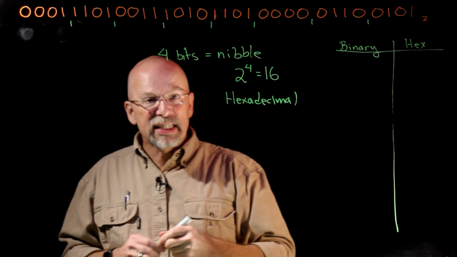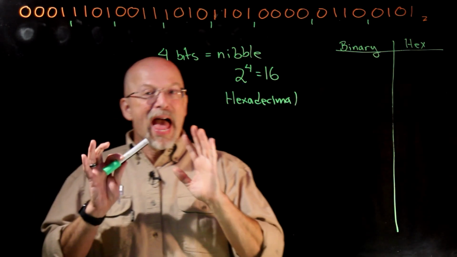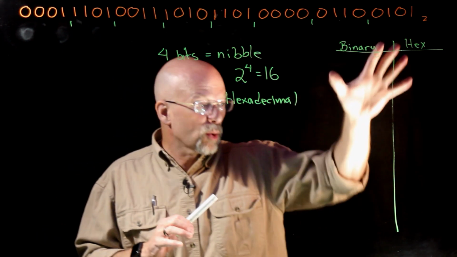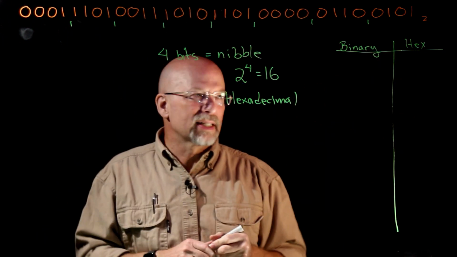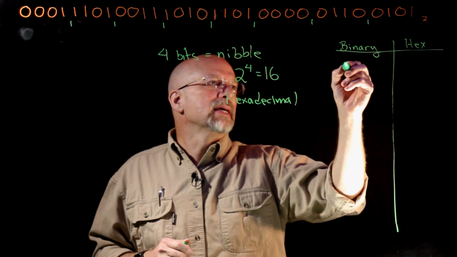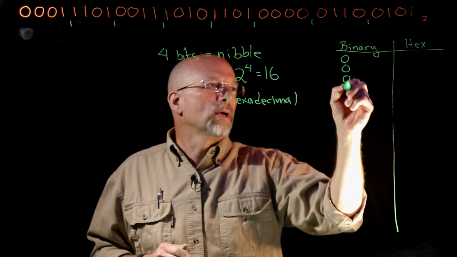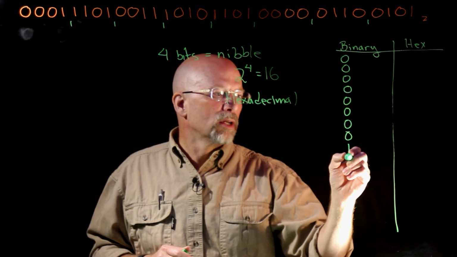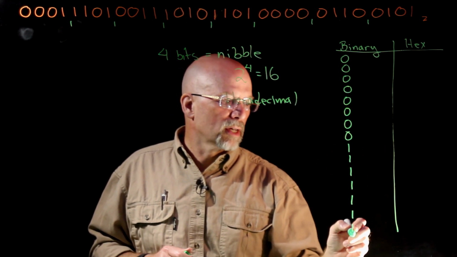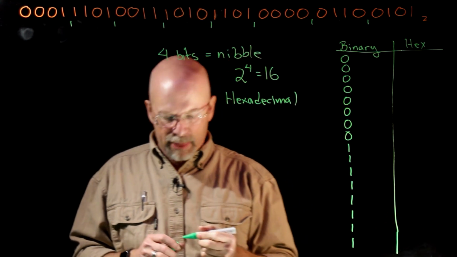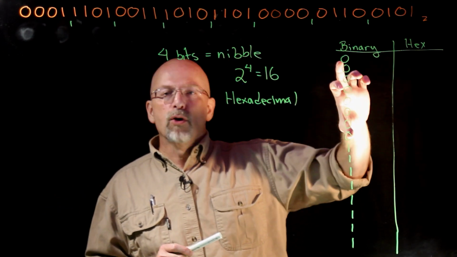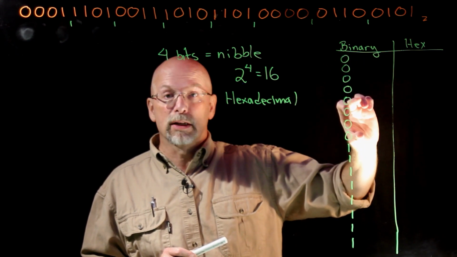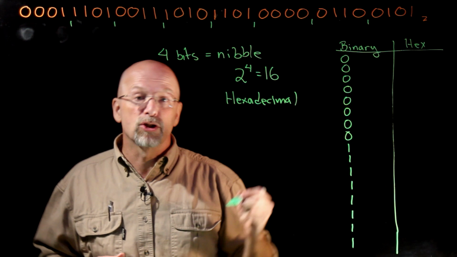Now, with 16 possible patterns of 1s and 0s, half of them are going to start with 0, and the other half of them are going to start with 1. So let's go ahead and figure this out. Let's write this table starting with that idea. So we've got 1, 2, 3, 4, 5, 6, 7, 8 zeros, and then 1, 2, 3, 4, 5, 6, 7, 8 ones. All right? Now, for the second digit, of the ones that start with 0, half of them, the second digit will be 0, and half of them, the second digit will be 1. The same is true for the ones that start with 1.